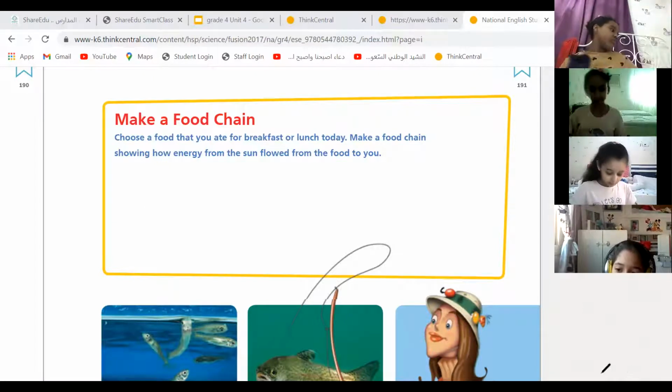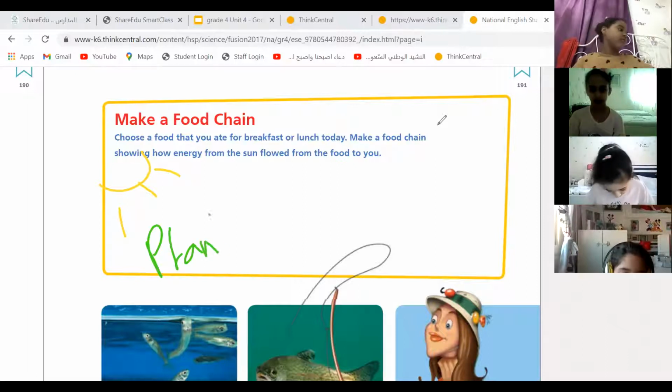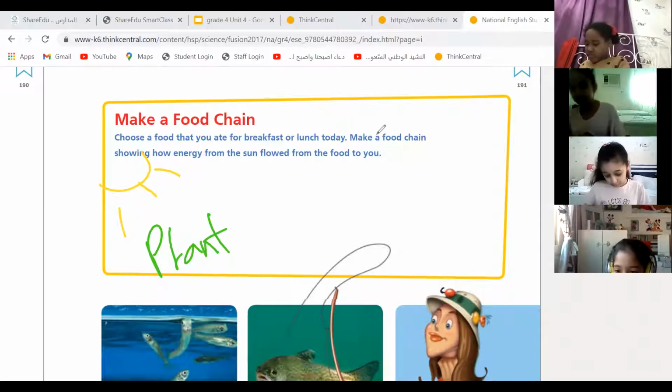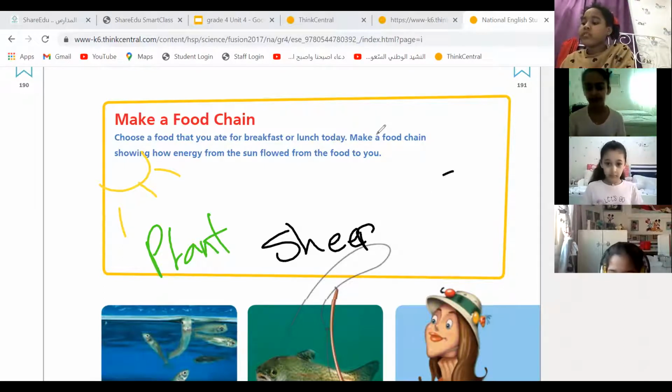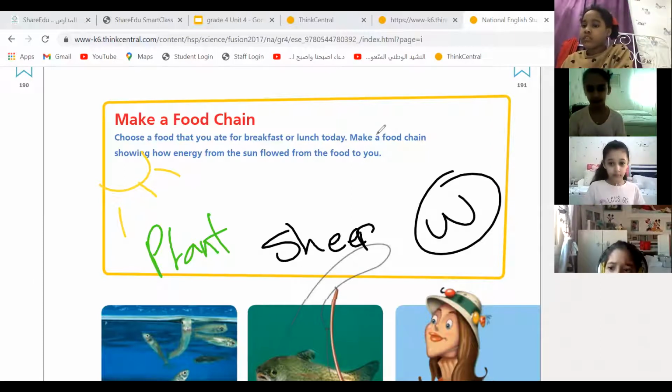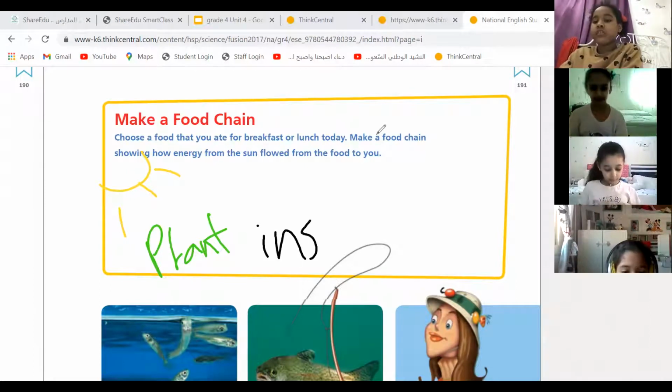Okay, so the sun gives energy to plants. Excellent. Plant. Then a sheep may eat it. Yes, sheep. Okay. And whoever can eat a sheep can be a wild animal. Okay, wild animal. Let's say a lion. Okay, I need a longer food chain now. I need after a plant a smaller animal. Can you give me a smaller one? Yes, insect. Exactly. Insect.